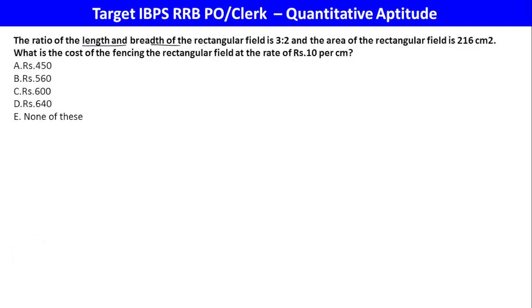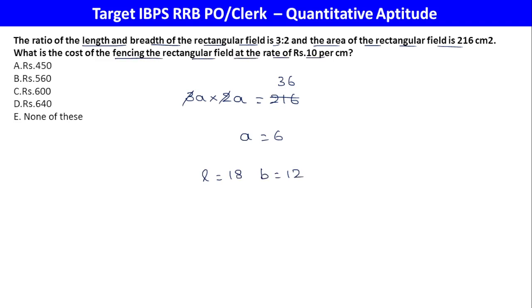the ratio of length and breadth of a rectangle and the area of the rectangle. Length 3a, breadth 2a, area is length into breadth, which is 216. 36 times side a, length is 36 times 18, breadth is 26 times 12. What is the cost of fencing the rectangular field?